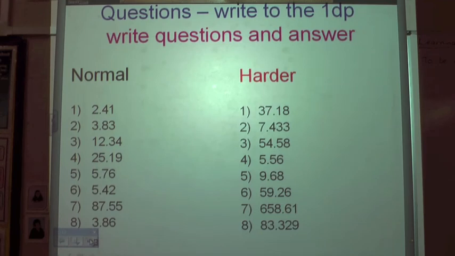Here's some more questions for you to try. Remember, 1 decimal place, locate your first decimal place, the number after the decimal place. If it's more than 5, we'll round up. If it's less than 5, it will round down to 0.